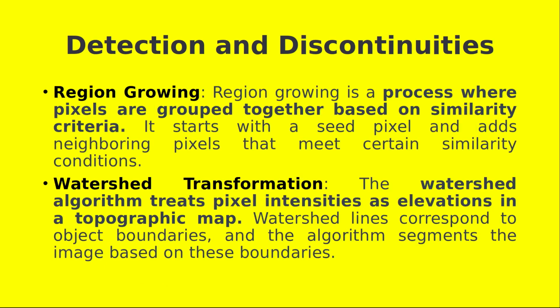Then region grouping. Region grouping means a group of pixels combined to form a region. These all have the same character or the same intensity or color value. Here the neighboring pixels are also combined under a similarity condition. This is called region grouping. Watershed transformation means the algorithm treats pixel intensity as elevation in a topographic map. This is the definition.